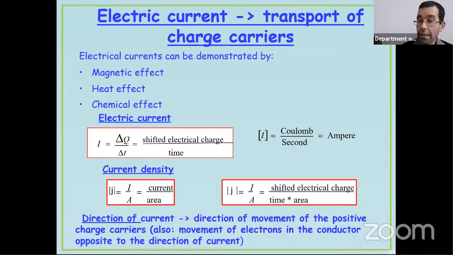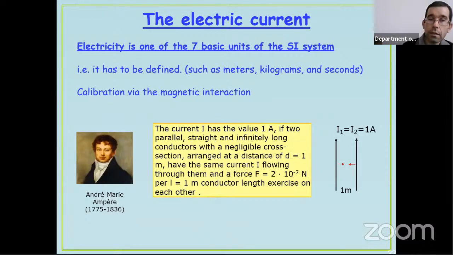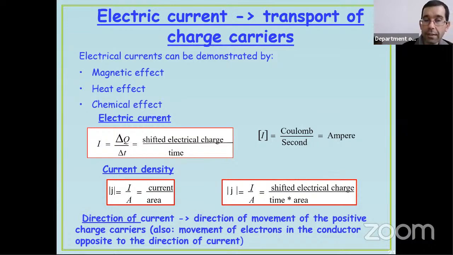Similarly, we can introduce the electric current density, which is the electric current or current intensity over area. So it's the number of shifted electric charges divided by the time and the area. It's also worth mentioning that although the electric current has a direction, the electric current is not a vectorial quantity, but a scalar quantity. However, current density is very often represented as a vector.